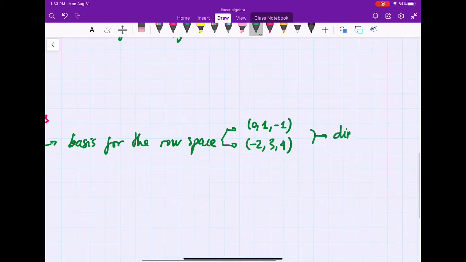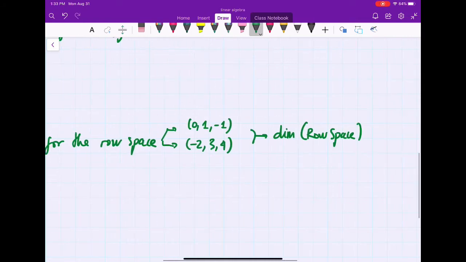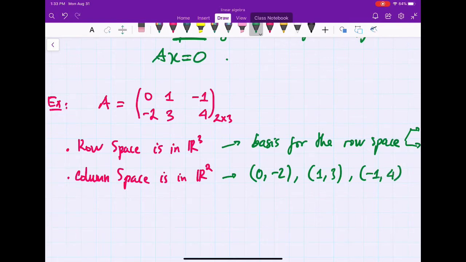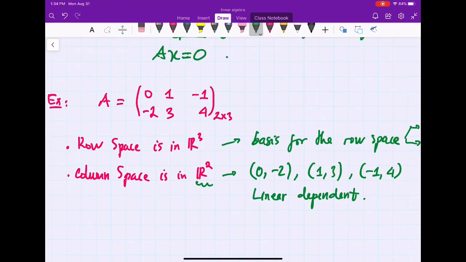I can write here, dim of the row space is equal to 2. Now let's talk about column space. We have 3 columns, 3 vectors: 0, negative 2; 1, 3; and negative 1, 4. We still remember how to find the dimension of the subspace generated by these vectors. We write these vectors in column form, and then pick vectors which are linearly independent. Since we have 3 vectors in R2, they are linearly dependent, because the number of vectors is bigger than the dimension of the space R2.